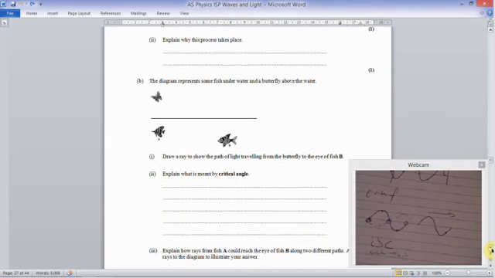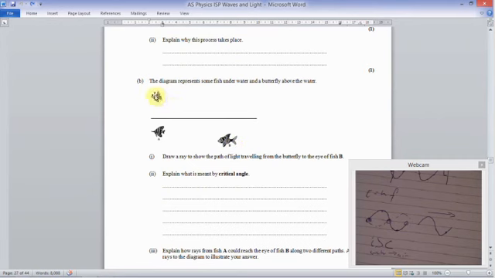The diagram represents some fish under water and a butterfly above the water. Draw a ray diagram to show the path of light travelling from the butterfly to the fish's eye. So the fish is looking at the butterfly. There's two potential routes. You know it's going to refract as it hits the water. You've got to think which way it's going to refract though. So you might think it goes this way and then over to there.